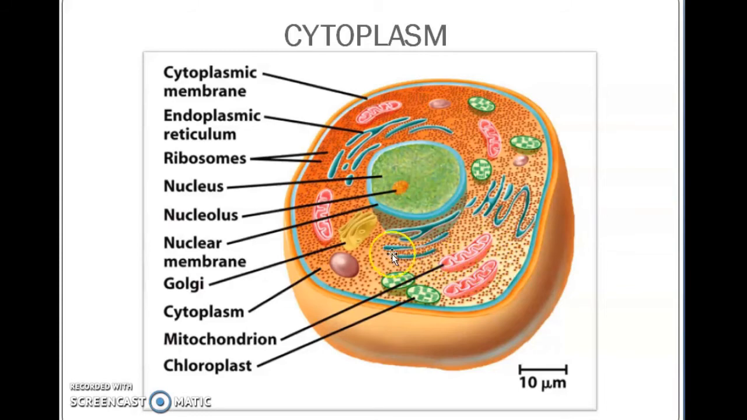So what is the function of the cytoplasm? Cytoplasm gives a shape to the cell and it consists of dissolved nutrients. It helps the material to move around the cell by cytoplasmic streaming, and it is the site where most of the cellular activities take place in the cell, right?